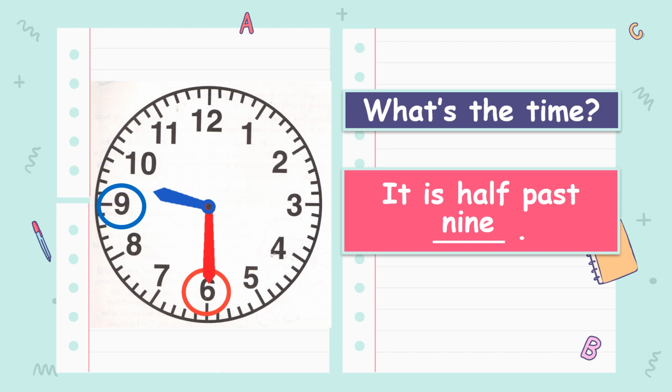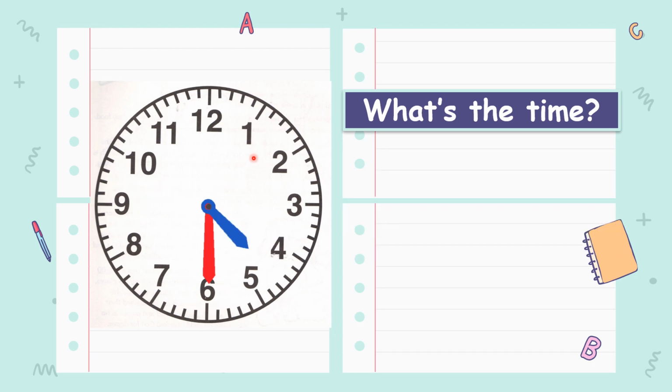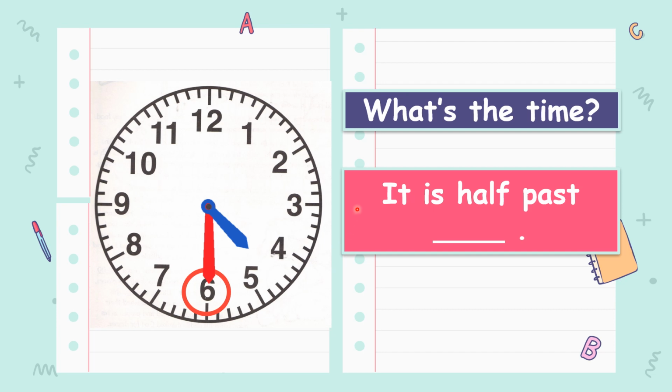Very good. Next, what's the time? Let's look at the minute hand. It is at 6. So what should we use? Yes, we need to use half past. So where is the hour hand, the short needle? It hasn't reached 5, right? So it is 4. So the answer would be, it is half past 4.